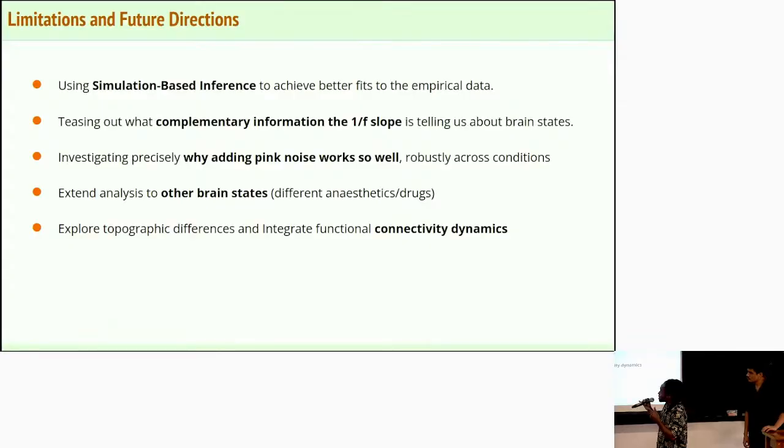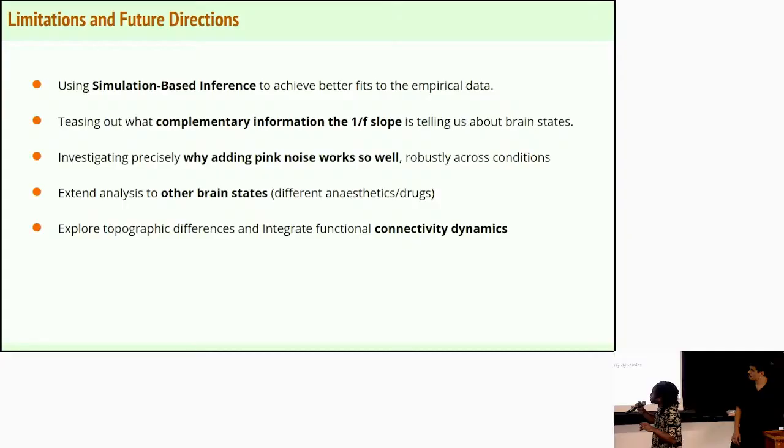We also want to tease out what exactly the complementary information is that the 1 over f slope is telling us. We have some idea about the complexity entropy plane, but with the 1 over f slope there's a lot of contention in the literature over whether it represents just excitatory and inhibitory balance, or if there's something more it can tell us. In this case, it seems there may be something more, and you can use both of them together to characterize different brain states possibly more accurately than with just one or the other.